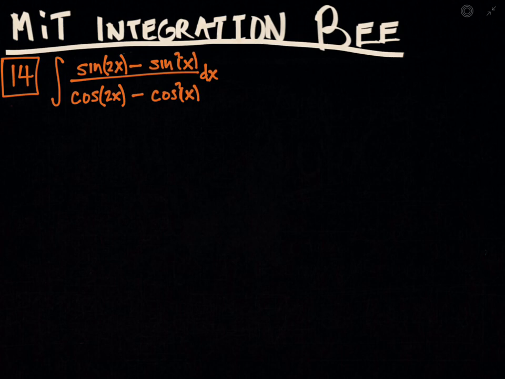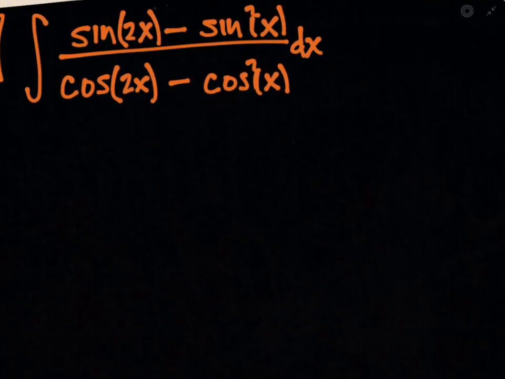It is problem number 14 of the MIT Integration Bee from 2018. Here we have the integral of the sine of 2x minus the sine squared of x, all over the cosine of 2x, again double angle identities, minus cosine squared x, dx. Let's go ahead and get started. Ooh, yay, I get to use my double angle identities.